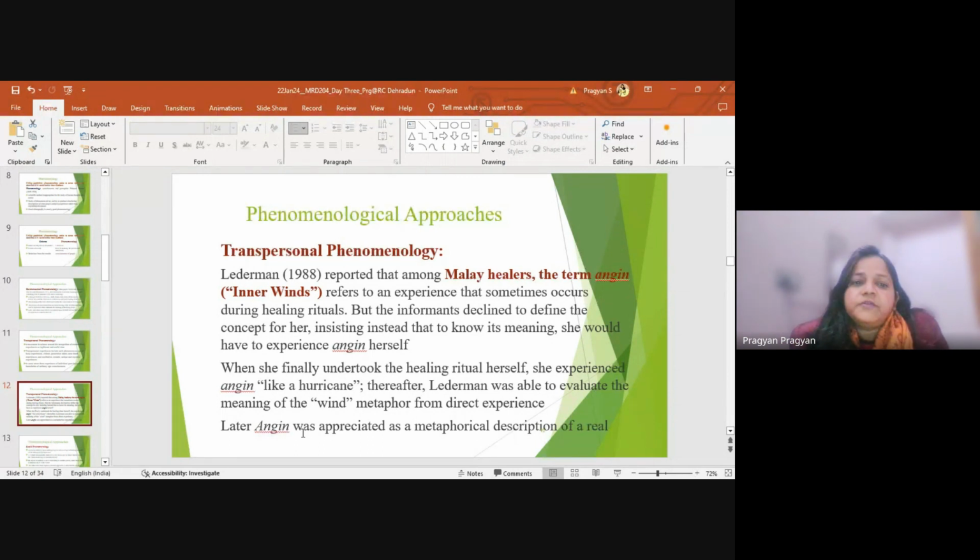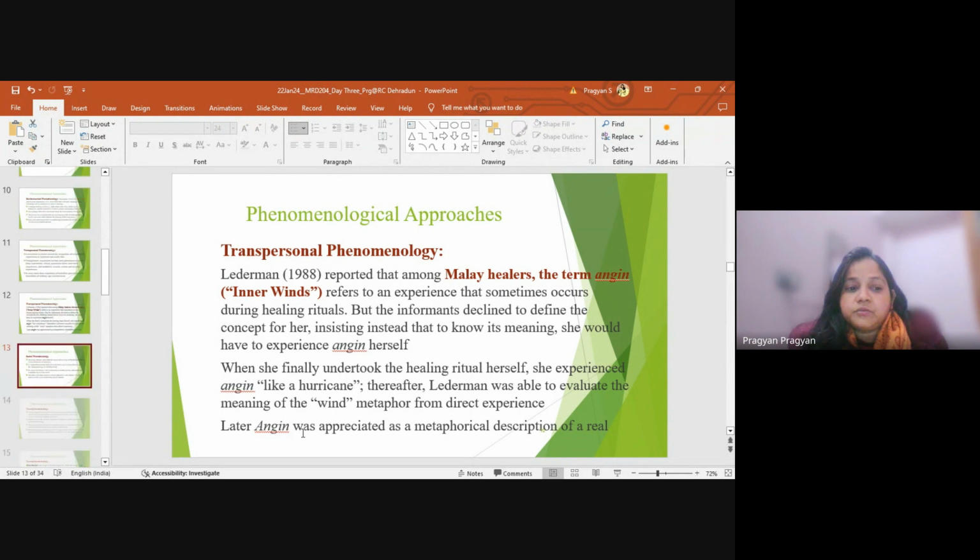So, transpersonal phenomenology gives the researcher another chance to go through that extraordinary kind of thing, and they are not dismissing these experiences just in the name of metaphorical description. Rather, they are giving you a good opportunity to empirically verify those metaphorical descriptions as well, because those are also part of various indigenous or native societies living in different parts across this world.